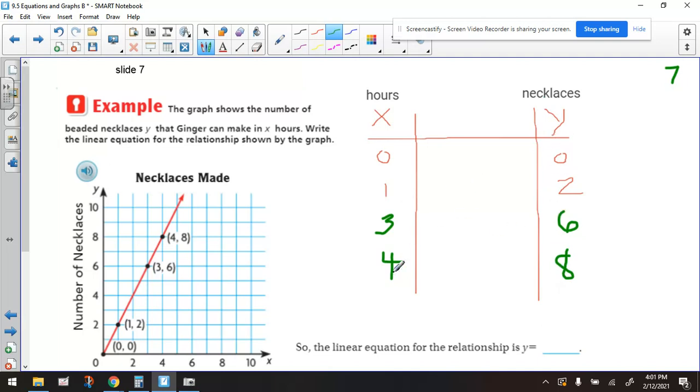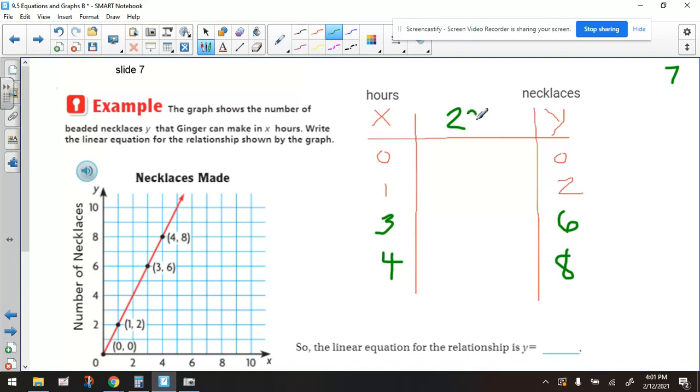These numbers are bigger than the numbers over here, which means we're either adding or multiplying, or perhaps a combination of the two. So it looks to me like we might be multiplying by 2. See, this times 2 would be 2, 3 times 2 would be 6, 4 times 2 would be 8, and 0 times 2 would be 0. So how would we write that? We would write it like this.